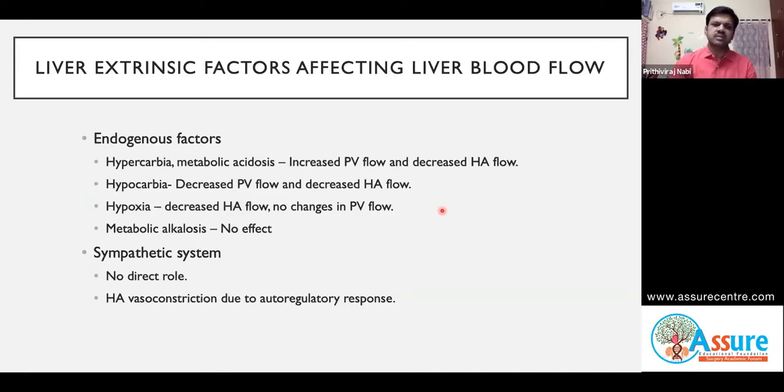And in hypoxia, there is decreased hepatic artery flow, but there is no change in the portal vein flow. And in metabolic alkalosis, there is no effect. So coming to the sympathetic system, there is no direct role as we see, and the hepatic artery vasoconstriction is due to autoregulatory response.